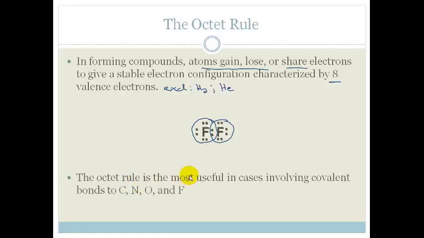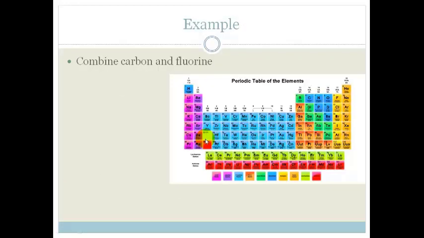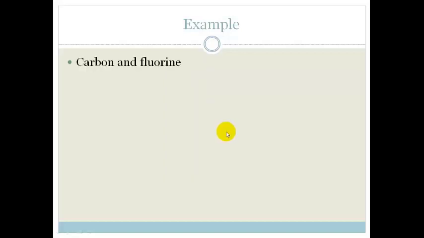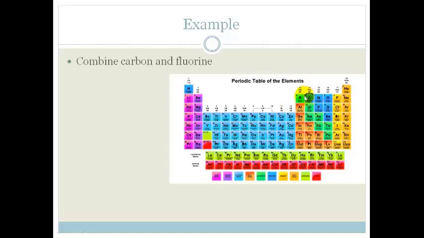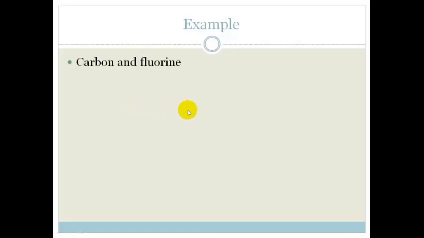And it says the octet rule is the most useful in cases involving covalent bonding for carbon, nitrogen, oxygen, and fluorine. So it helps us remember how we are going to have to bond. Everything is trying to get your 8 electrons around it. So let's look at an example of combining carbon and fluorine. So carbon, if we go back, carbon is in group 4, so it's got 4 valence electrons, and fluorine we know is in group 7, so it's got 7 valence electrons. Okay, carbon and fluorine. So if I had to draw this, let's start with our carbon. Here is our carbon, and we've got 4.